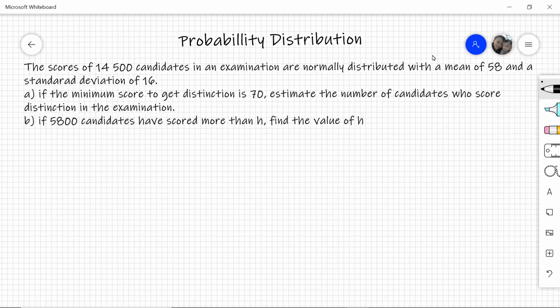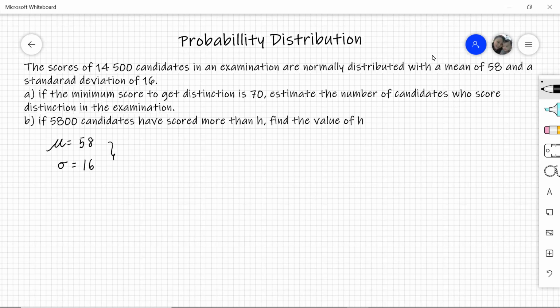Now let's understand the question first. The scores of 14,500 candidates in an examination are normally distributed. It's already informed us that it is a normal distribution. So for a normal distribution, we need to have the mean. The symbol for the mean is this, which is 58. And then we must have the standard deviation. If they give us the variance, always remember to change it to standard deviation. In this case, the standard deviation is 16.